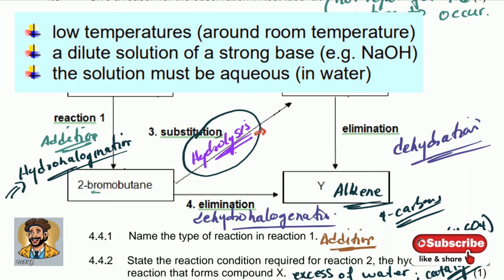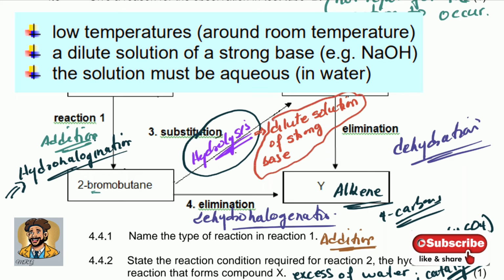First, you need a dilute solution of a strong base. What are strong bases? Guys, any group 1 hydroxide will be a strong base. For example, sodium hydroxide is a strong base, or potassium hydroxide. Any dilute solution of a strong base. But that's not all. You need a little bit more.